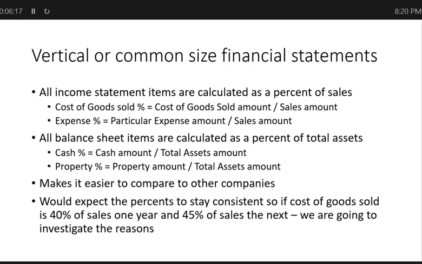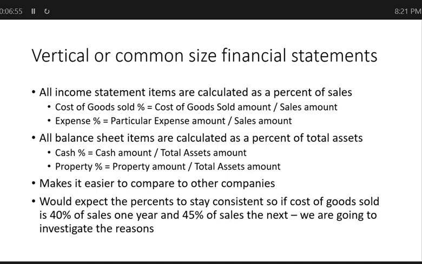We take interest expense, divide by the sales amount. We take any of the items on the income statement, divide by sales, so we can see what percentage of our sales are spent on that particular expense. That should stay pretty consistent, meaning year to year you should spend about the same percentage on cost of goods sold. If that changes from one year to the next, that's something to investigate, something to wonder about, something to look into.